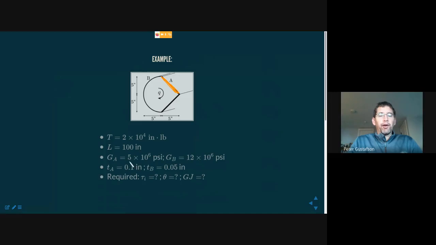We're going to say the material there is 5 times 10 to the 6th, so 5 mega psi. We're using, in this case, English units. That's the value of G. And in this other segment, we're going to say that it is a stiffer material. It has a higher shear modulus. In this case, we'll say 12 mega psi. Now, as I drew this, segment A is thicker. It's going to be twice as thick, 0.1 inches thick versus 0.05 inches thick.